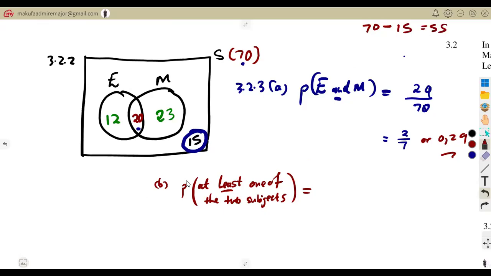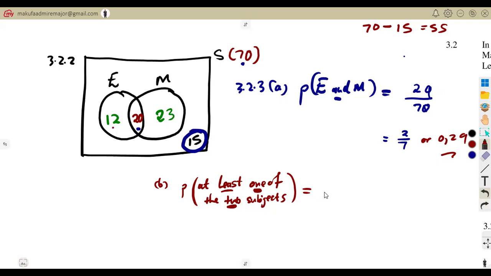Or from our diagram again, because these ones, they say they're doing these subjects, we can simply add them because we do not want this. So meaning to say we want this. These are the ones that we want. These ones, they do economics only. These ones, they do economics and mathematics. These ones, they do mathematics only. They are part of at least one of the two subjects. So these are the ones that we want.